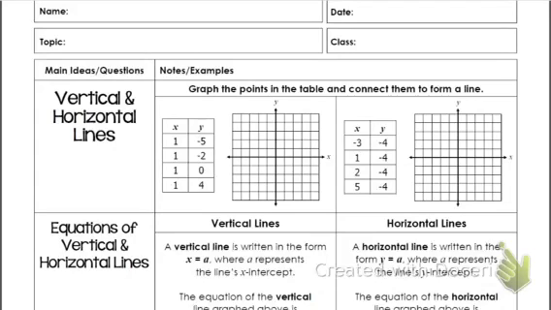So this is our makeup video from yesterday's little mess up with me having to be gone for that meeting, like almost the entire class periods. Well, at least half of it, it felt like. I'm not sure. Anyways, this is the lesson on vertical and horizontal lines.